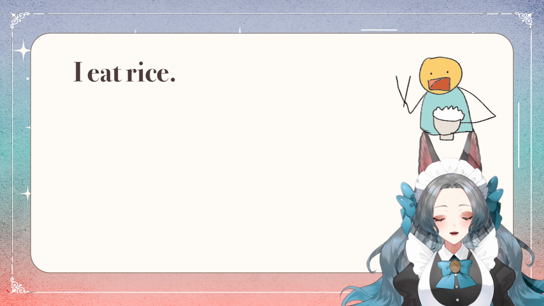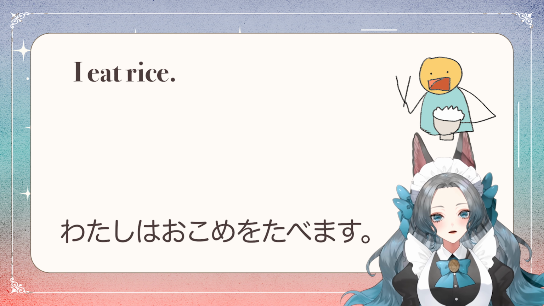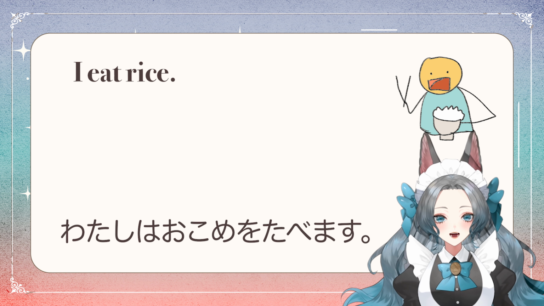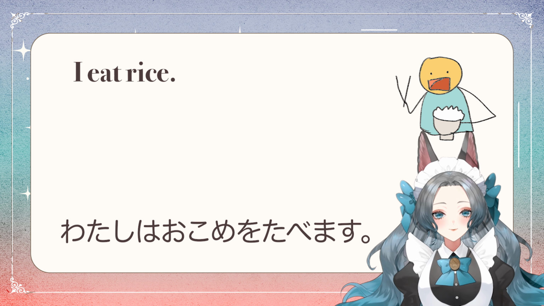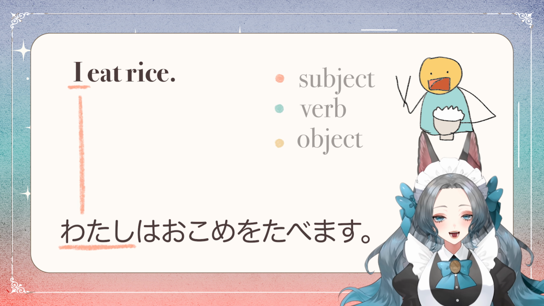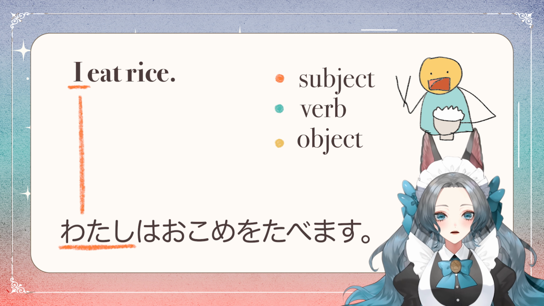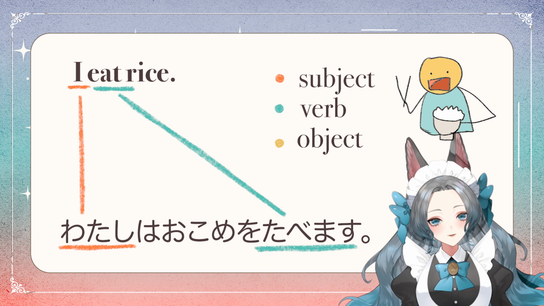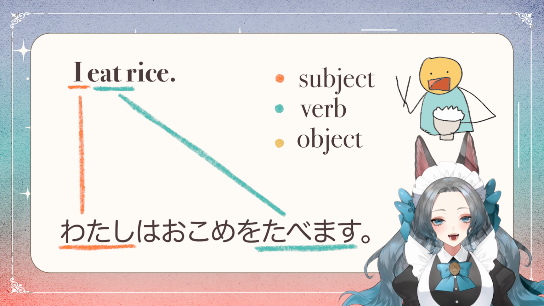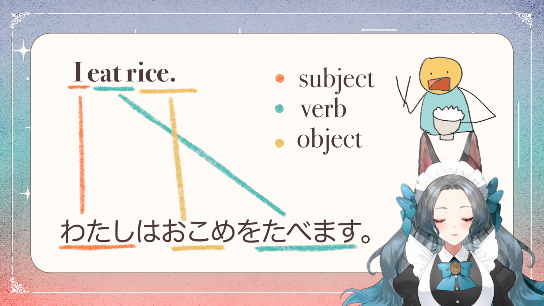I eat rice. 私はお米を食べます。In this sentence, the subject is I or watashi again. The verb is the word eat, 食べます, and the object of this sentence is rice or お米 in Japanese.